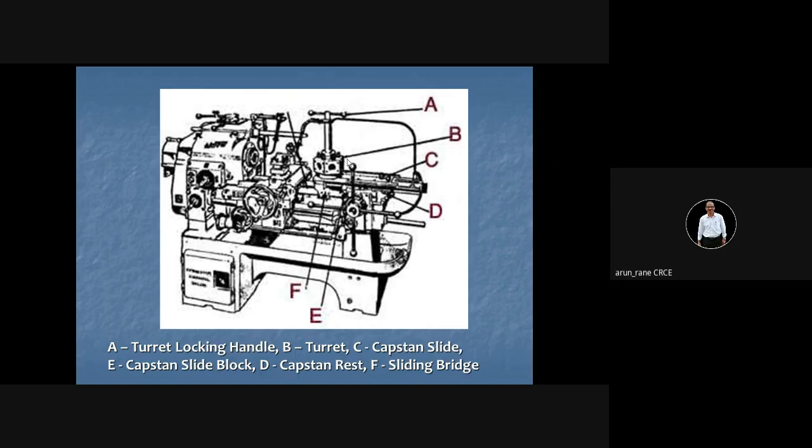Capstan is used for light jobs, for light machining. Turret is used for heavy jobs, for heavy machining, because it can take the load of the tools, because the turret is mounted directly on the guideways. So 3-4 differences you can write on your own.